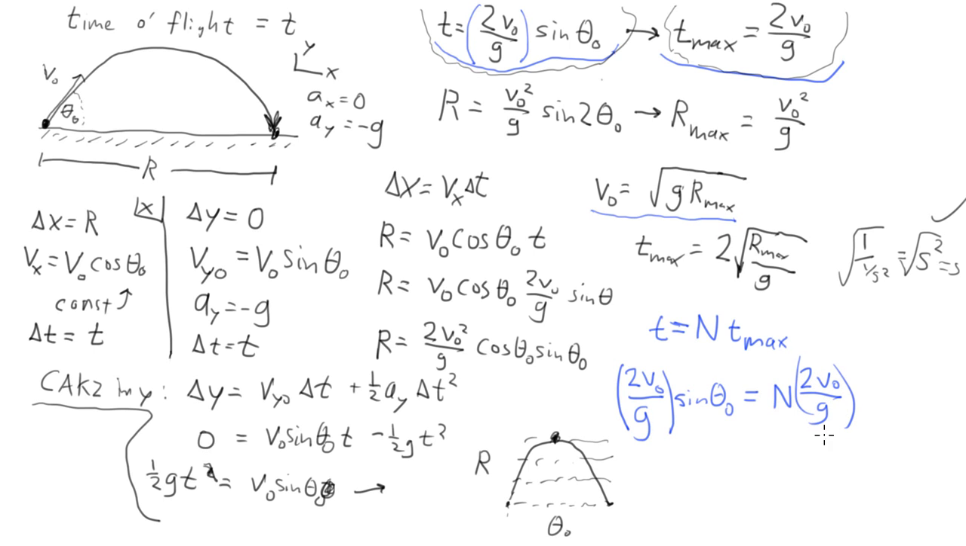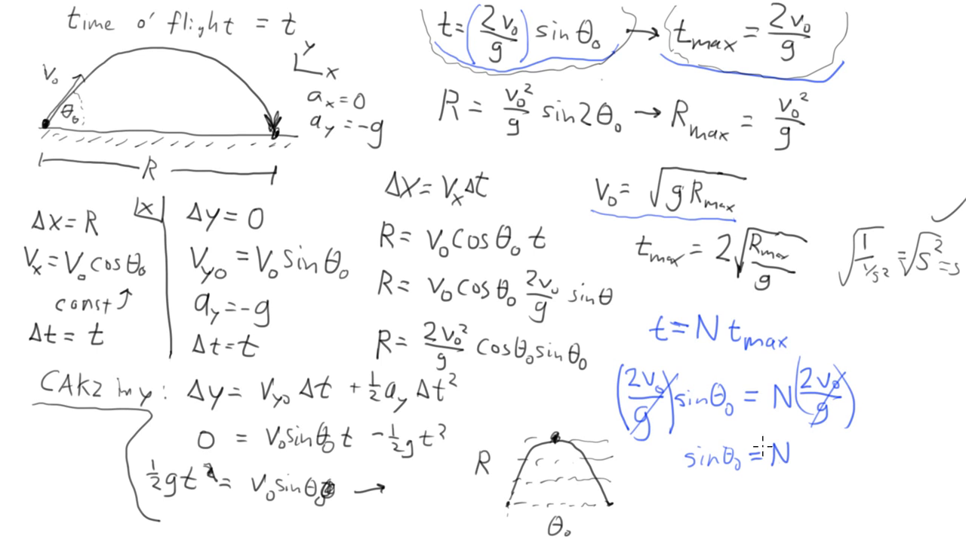Okay, so pretty clearly now, things cancel, and sine theta naught is equal to N. So N is this given thing. This tells you what the sine of theta naught is.